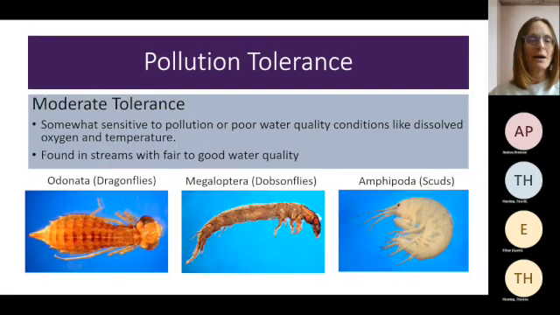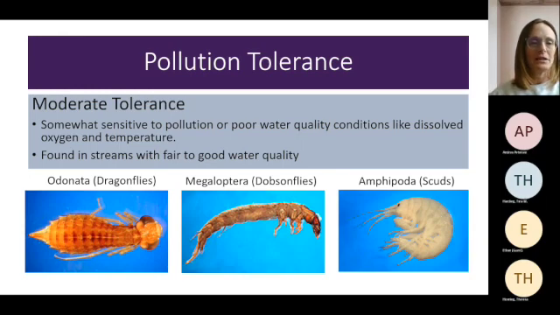Next up is the moderately tolerant invertebrates. And these are somewhat sensitive to water quality conditions. They don't need great water quality conditions, but they also can't survive in really poor water quality. So they're sensitive to pollution, and they need to have at least a decent amount of dissolved oxygen and not temperature extremes. So they're found in streams with, like I said, fair to good water quality.